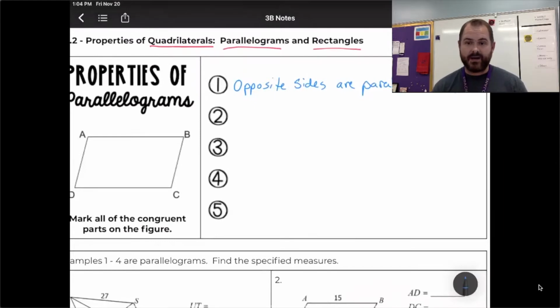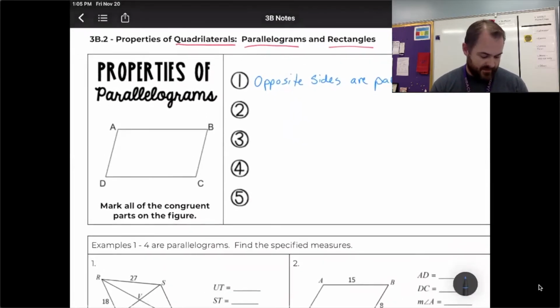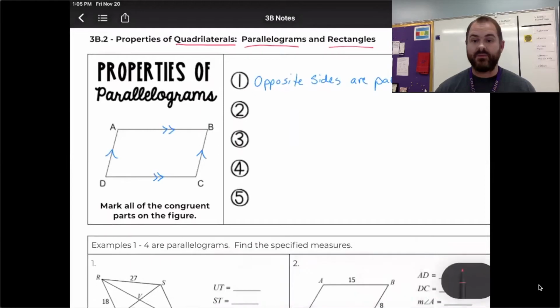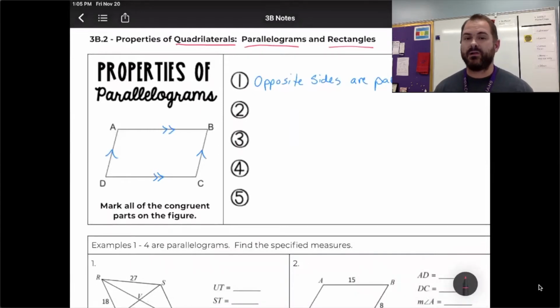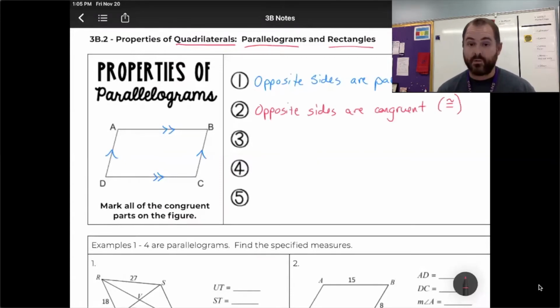So if these opposite sides are parallel, we have parallel sides here and here, but we also have parallel sides above and below. AB would be parallel to DC, AD is parallel to BC. But we have other characteristics that help us understand what parallelograms are. Not only do parallelograms have opposite sides that are parallel, but opposite sides are also congruent. So these opposite sides would be congruent in length, same length. And we have some more characteristics we're going to be looking at.